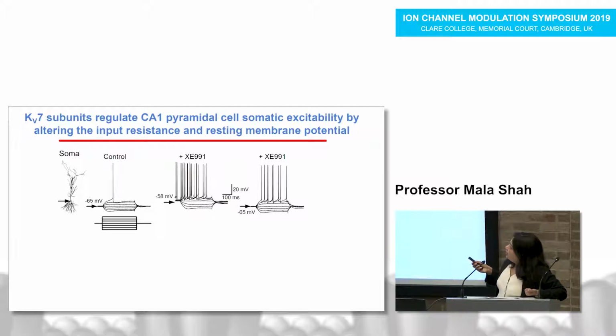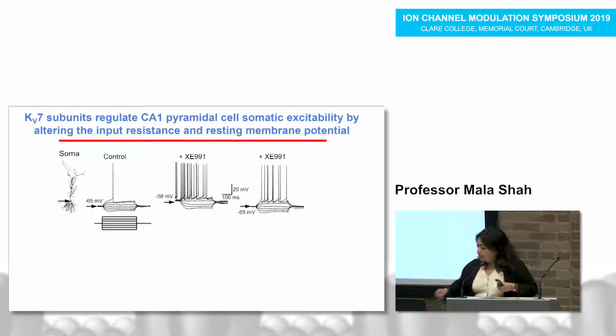If you then apply Kv7 channel inhibitors, in this case we've applied XE991, there is a depolarization of the resting membrane potential, to minus 58. Interestingly, we found that there was a little bit of spontaneous activity and also a significantly greater number of action potentials initiated with depolarizing steps. If you then hyperpolarize this back to the original resting membrane potential, which is minus 65, although you lose the spontaneous activity, you still have many more action potentials initiated with depolarizing steps.